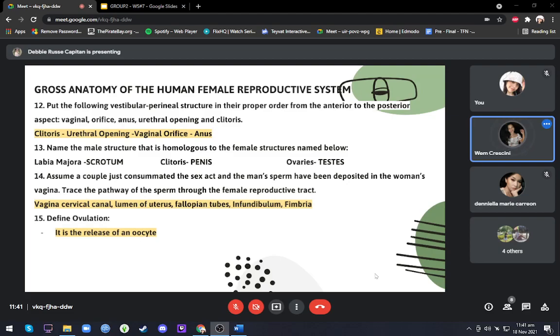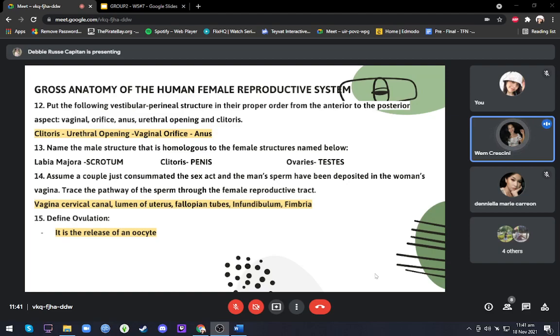And then number 13, name the male structure that is homologous to the female structure named below. So we have here the labia majora. It is the scrotum. Another way in the male and female reproductive system: the clitoris, we have the penis, and then the ovaries, we have the testes.